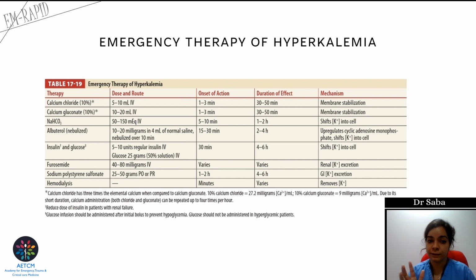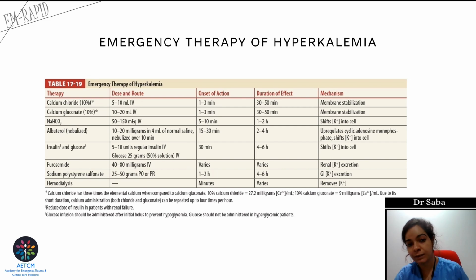10 to 20 milligrams. The general nebulization that we give for respiratory issues is 2.5 to 5 milligrams, but to correct hyperkalemia, we go with 10 to 20 milligrams and 4 ml of normal saline, almost double the dose, and we give this nebulization over 10 minutes. This has a very quick onset of action of only about 15 to 30 minutes, and the effect will last for up to 2 to 4 hours.